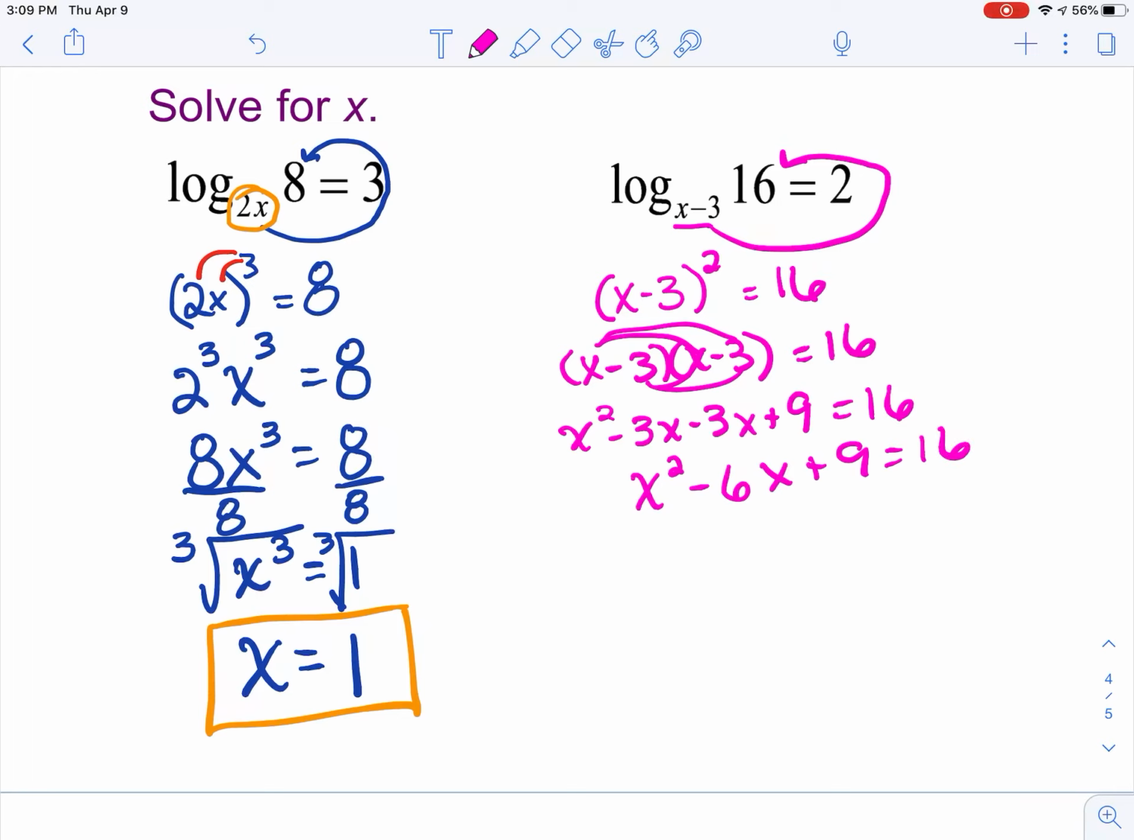Since I have an x squared and an x, everything has to be on the same side, so I'm going to subtract 16. And that gives me x squared minus 6x minus 7 equals 0. Guess what we're going to have to do there? We're going to have to factor.